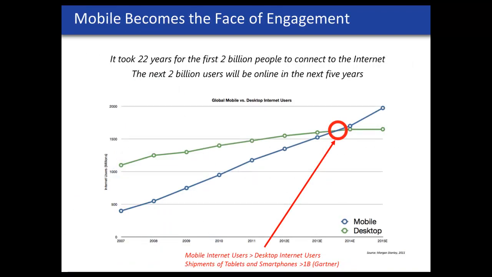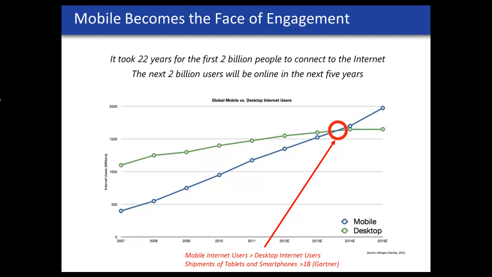Let's look at how mobile is becoming what many are calling the new face of engagement. At the recent Mobile World Congress, Gary Kovacs, the CEO of Mozilla, summed up the Internet's growth this way: while it took 22 years for the first 2 billion people to connect to the Internet, the next 2 billion users will be coming online in the next 5 years. The big news is that the majority of this growth will come from mobile devices.